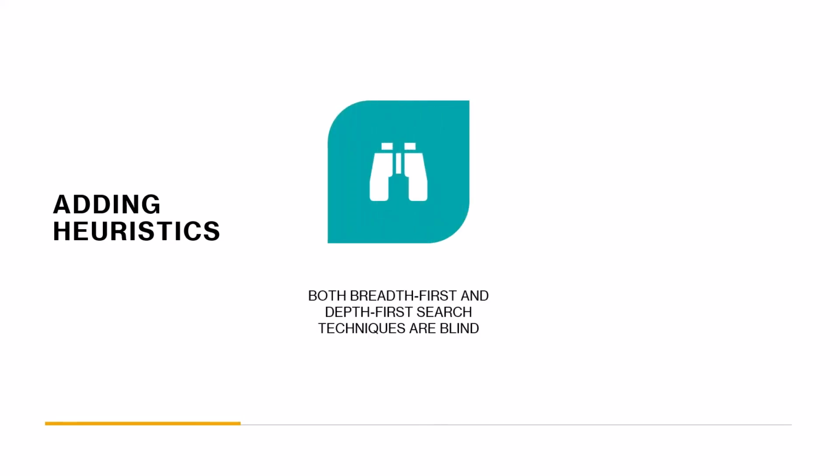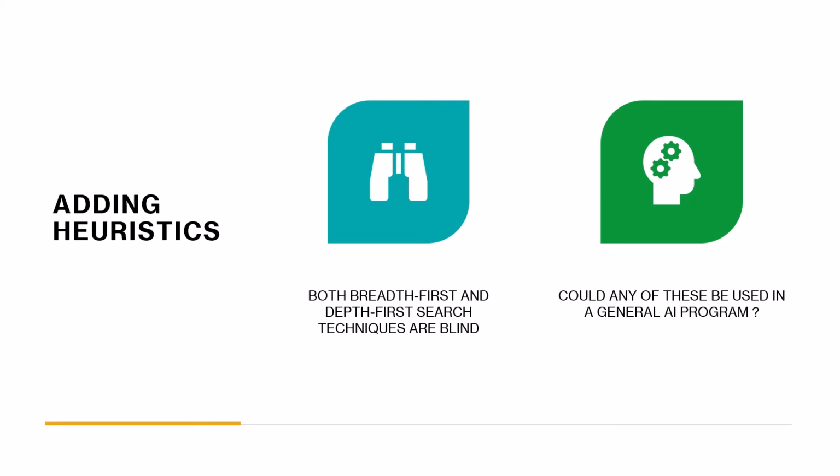We could say that both the breadth first search technique and the depth first search technique are blind, because in essence, they start at a particular point looking to reach the goal or the solution, but without any educated guess on the part of the computer. So when we ask the question, could these techniques be used in an AI program? The answer would be no, because AI programs require superior methods which can only be achieved using heuristics.